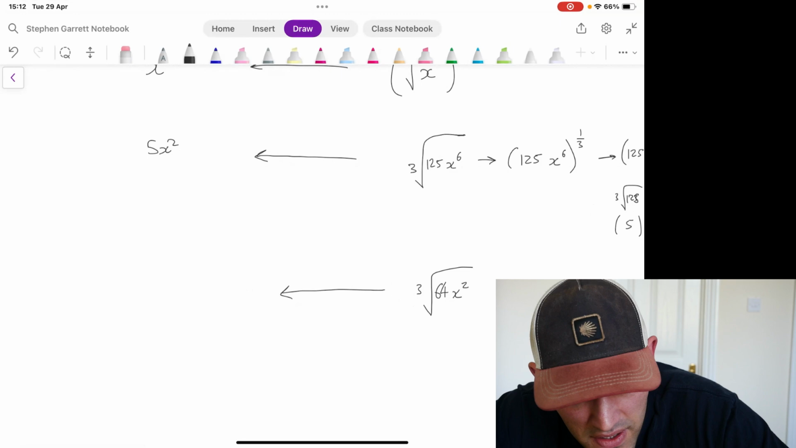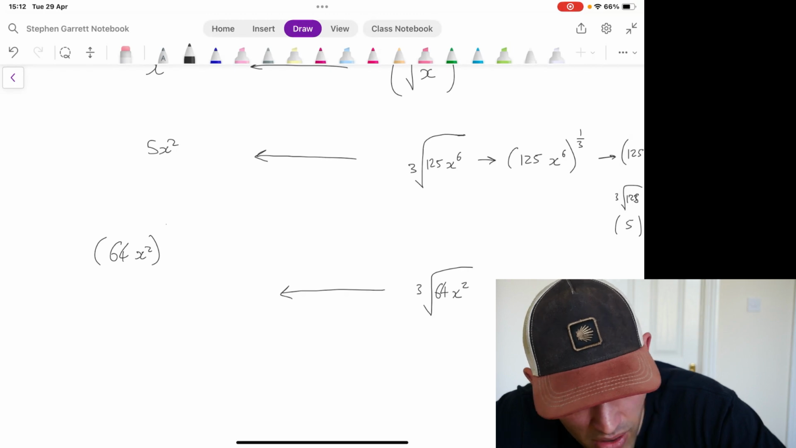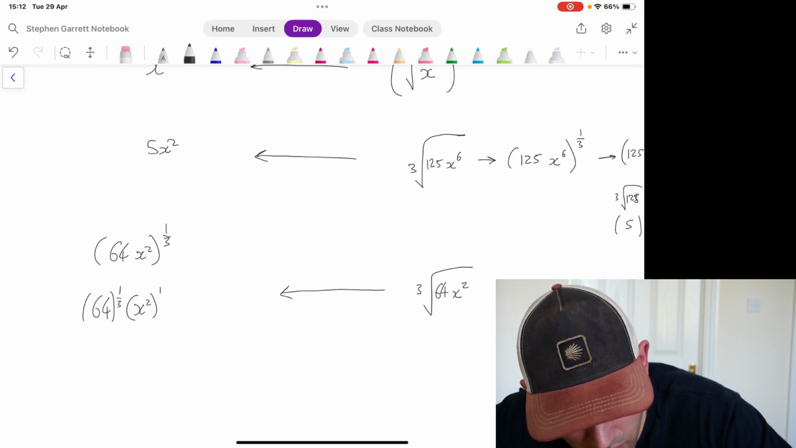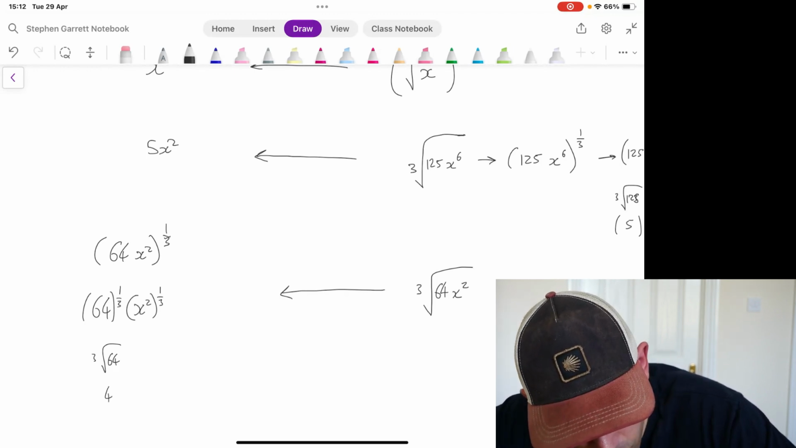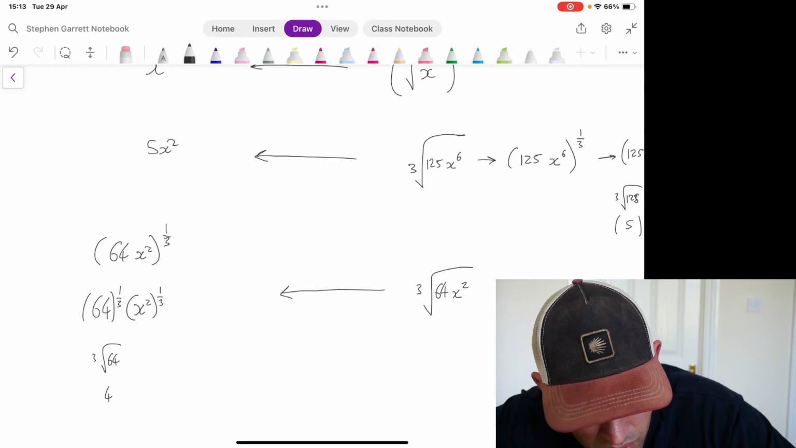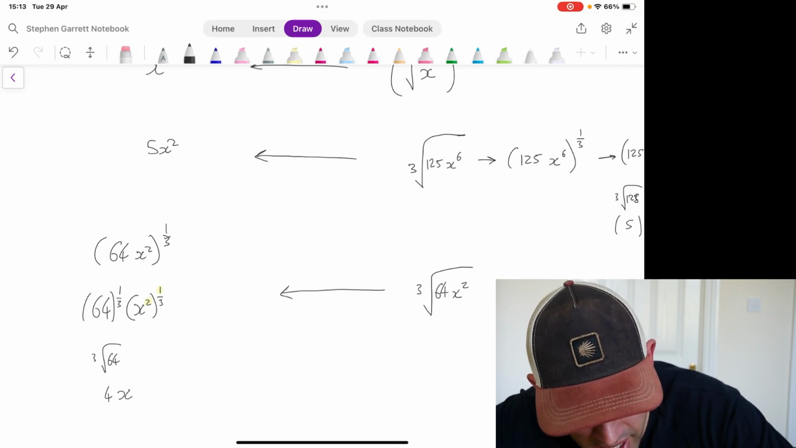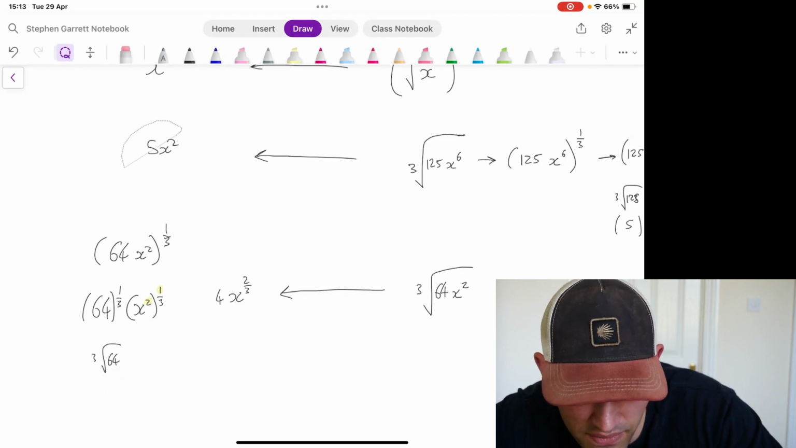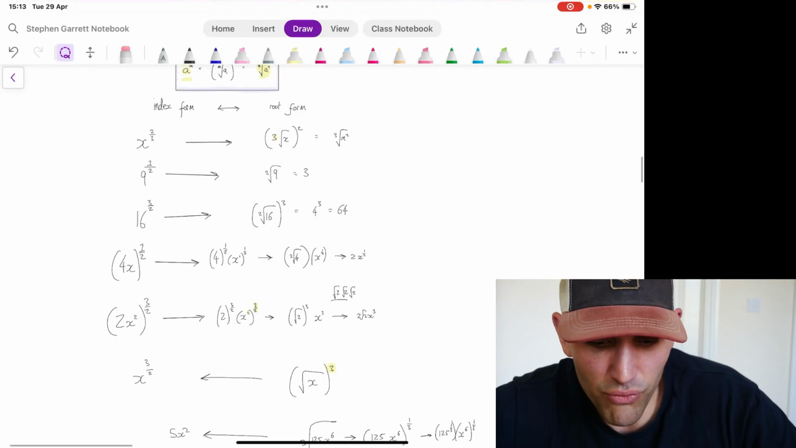We're going to do the exact same thing here, so that is 64x squared all to the power of 1/3. I'm going to distribute that power, so that's 64 to the power of 1/3 multiplied by x squared to the power of 1/3. The cube root of 64 is 4, and 2 times 1/3 is 2/3, so that's 4x to the 2/3. So there you have it. We go from root form to index form to root form.